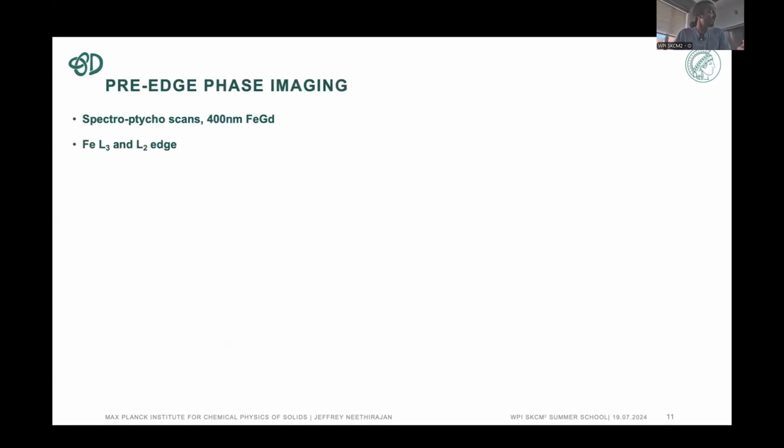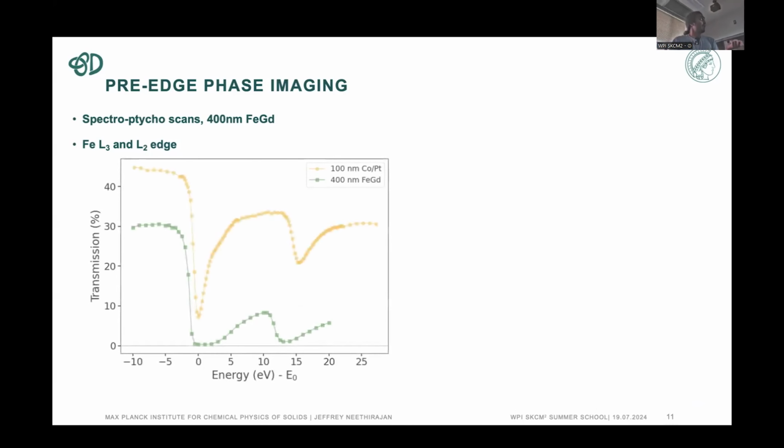We took a test sample, which is an iron gadolinium multilayer system, also with out-of-plane anisotropy. So you need to know that the spins still point towards you and away from you. Our first sample was around 400 nanometers thick. So here's the transmission spectrum through it.